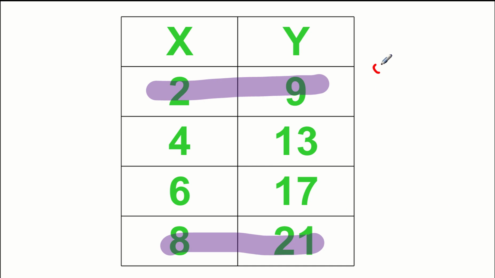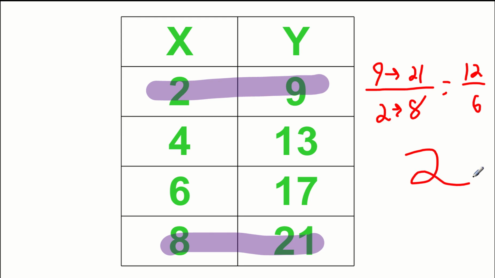From 9 to 21 is my change in Y. 2 to 8 is my change in X. 9 to 21, increase of 12. 2 to 8, increase of 6. 12 over 6 still gives me 2. And for any of these, it should work out that way.